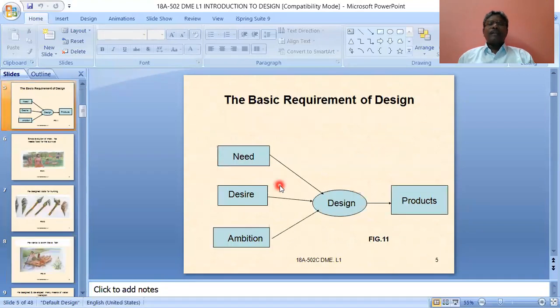And what is the need of design here in this case? Why we have to carry out the design? Basically, the man needs something. So the need of a person or human needs design of the product, and the desires also lead to the design of a product, and ambitions of man lead to design for a particular product. So this is the need. It means need of a person, desire of a person, ambition of a person leads to design for a product.